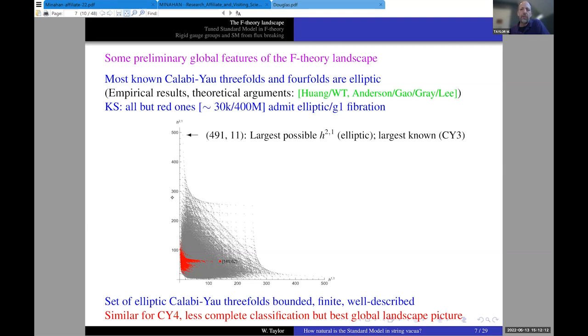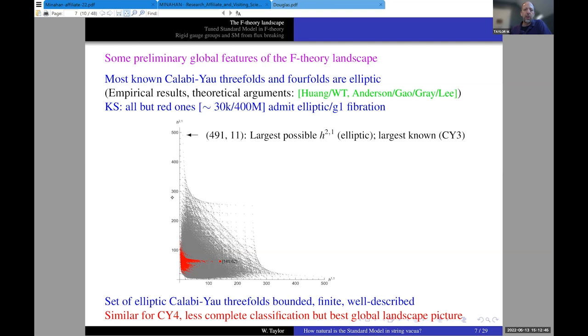And with my former student, Yu-Chien Huang, we looked at the Kreutzer-Skarke database of 400 million different toric constructions. I think Anderson, Gao, Gray, and Lee found numbers like 99.9% for fourfolds and 99% for threefolds. Looking at the Kreutzer-Skarke database, of the 400 million toric constructions there, all but about 30,000 admit what I would call an obvious elliptic or genus one fibration in some phase.